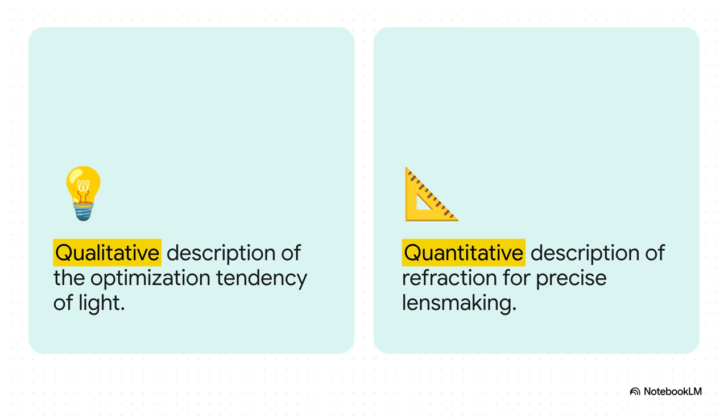But here is a major Borb pearl. Fermat's principle is entirely qualitative. It tells us the general tendency of light. But to actually manufacture a lens, whether we're talking about a pair of spectacles or an intraocular lens implant, we need a quantitative formula. We need exact math. And that brings us to Willebrord Snell.